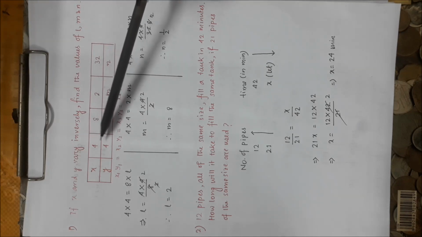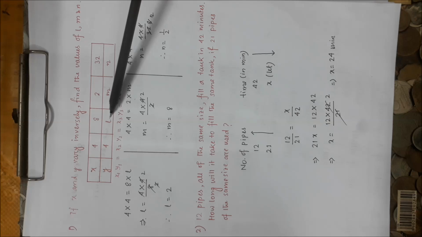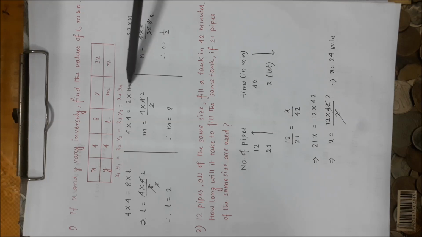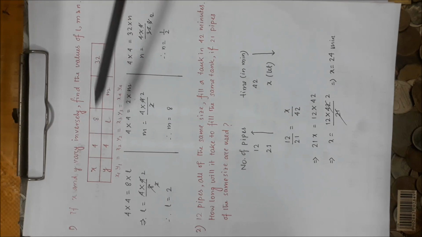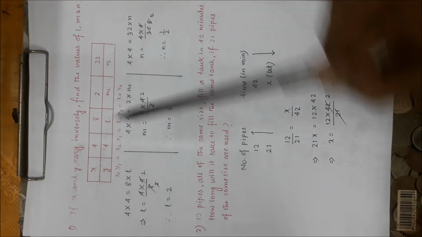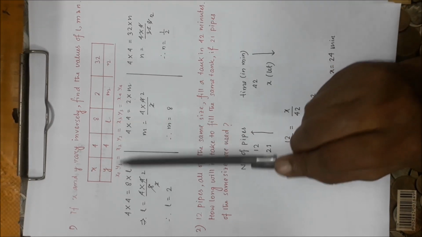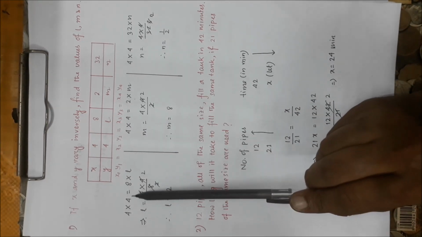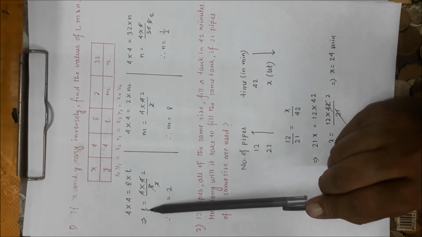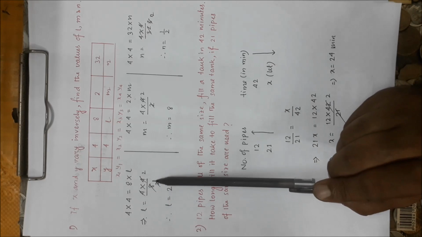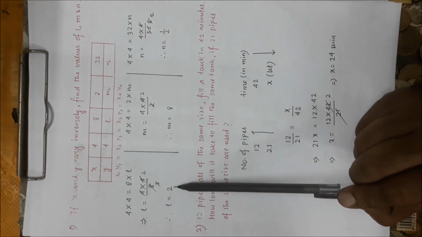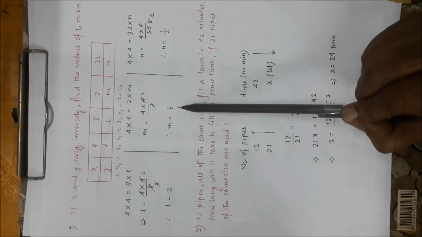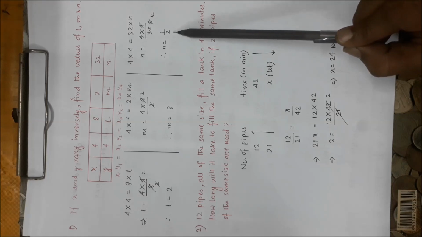So we can say that 4 into 4 equals 8 into L. In the same way, 4 into 4 equals 2 into M, and 4 into 4 equals 32 into N, because x1 y1 equals x2 y2, so all these products are equal to each other. From 4 into 4 equals 8 into L, L equals 4 into 4 divided by 8. Once you simplify, you will get the value of L as 2. In the same way, you will get the value of M as 8 and N as 1 by 2.